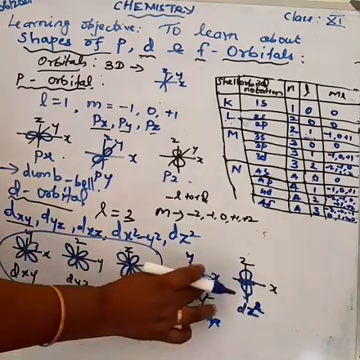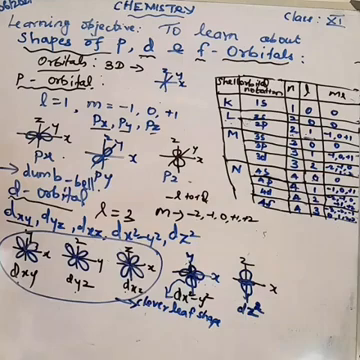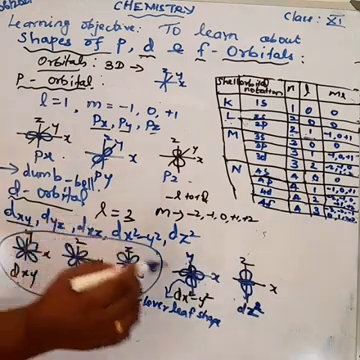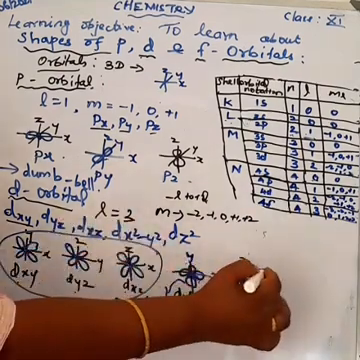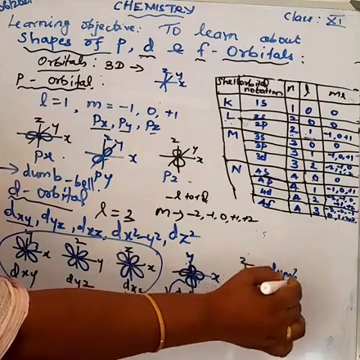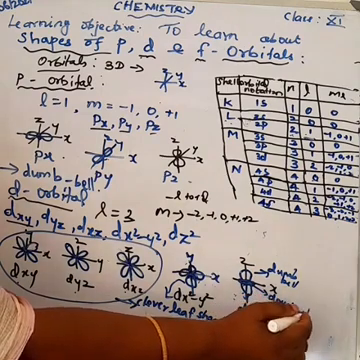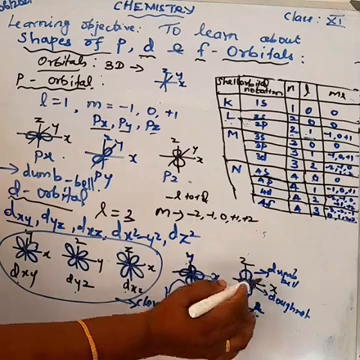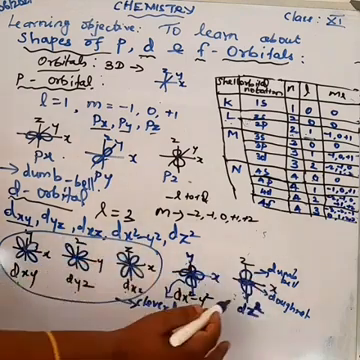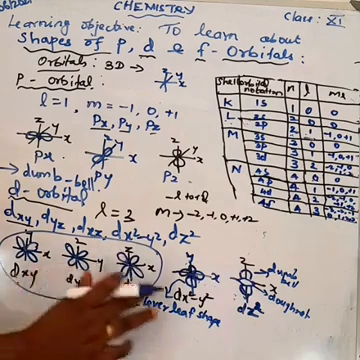But in dx square minus y square, the 4 lobes lie along the x and y axes. But what is the shape of the dz square orbital? It is dumbbell shaped. But here the definite shape, the electron cloud, has its center at the axis. The definite shape means halo ring shape. This electron cloud is at the middle center of the 2 lobes. Understood?